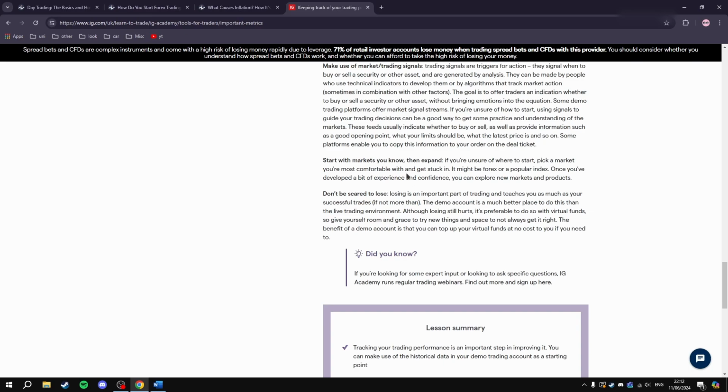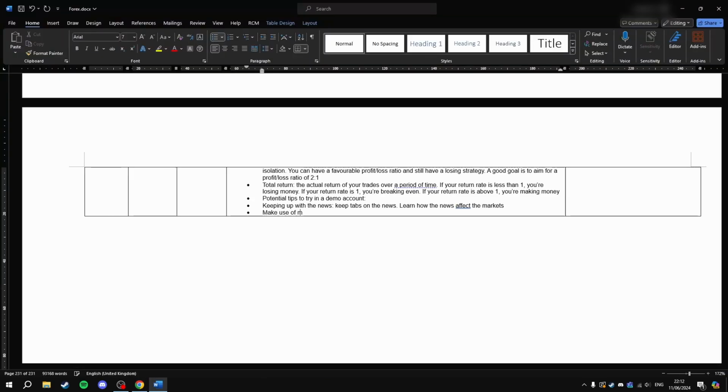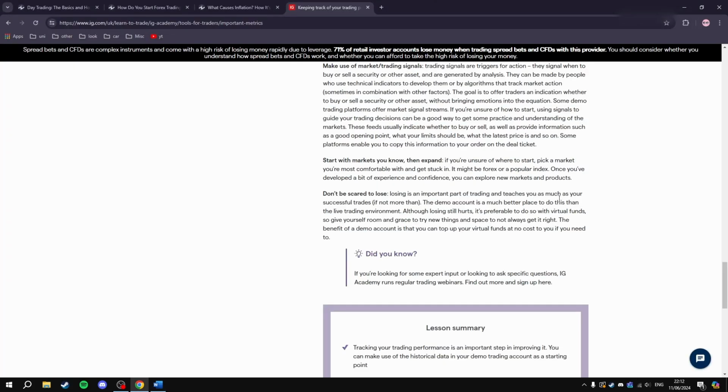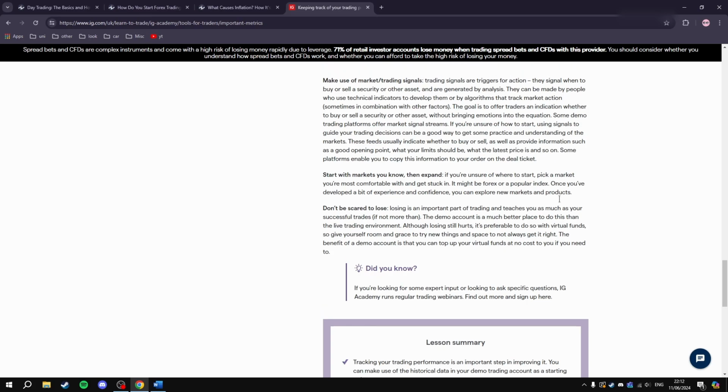Make use of market trading signals. Trading signals are triggers for action. They signal when to buy or sell a security or other assets and are generated by analysis. They can be made by people who use technical indicators to develop them or by algorithms that track market action, sometimes in combination with other factors. The goal is to offer traders the indication whether to buy or sell a security or other assets without bringing emotions into the equation. Some demo trading platforms offer market signal streams.